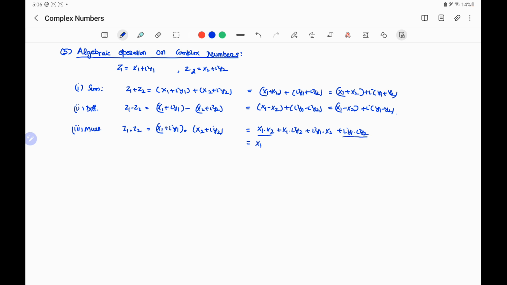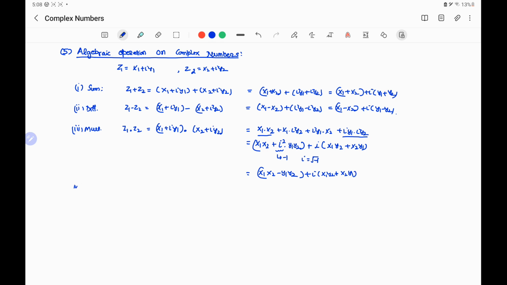So we can write it is x1 x2 plus i into i, that is i square, into y1 y2, plus, and there is i common in the other two terms, so it will be i(x1 y2 plus x2 y1). This i square we have given the value minus 1 because i is equal to root minus 1. So it is equal to (x1 x2 minus y1 y2) plus i(x1 y2 plus x2 y1). This is the product of two complex numbers.